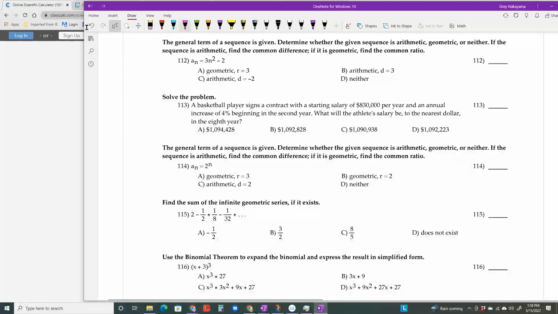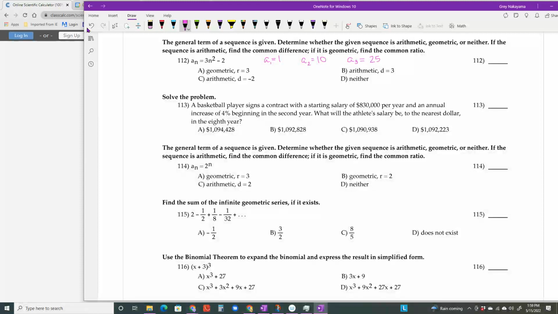All right, 112. What do they want us to do? They want us to tell you whether it's geometric or arithmetic. And if you can't tell by looking at it, y'all, just go plug in. Plug in 1. 1 squared is 1 times 3. So 3 minus 2 means the first term, a sub 1, is 1. A sub 2 means go plug in 2 for n. 2 squared is 4 times 3 is 12 minus 2 is 10. Go find the third term. 3 squared is 9 times 3 is 27 minus 2 is 25.